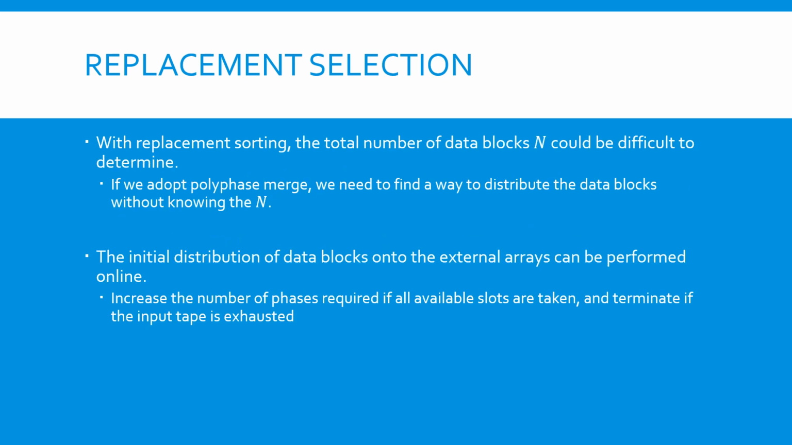At last, we know that with replacement selection, we won't be able to estimate the number of data blocks exactly, which seems to be required by polyphase merge. Luckily, we do not need to determine the number of data blocks to implement the polyphase merge strategy. The initial distribution of data blocks to the external arrays can also be determined online as we read the input data elements. We can keep increasing our estimate for the number of merge phases if we cannot fill up the available vacancies for the current merge phase.